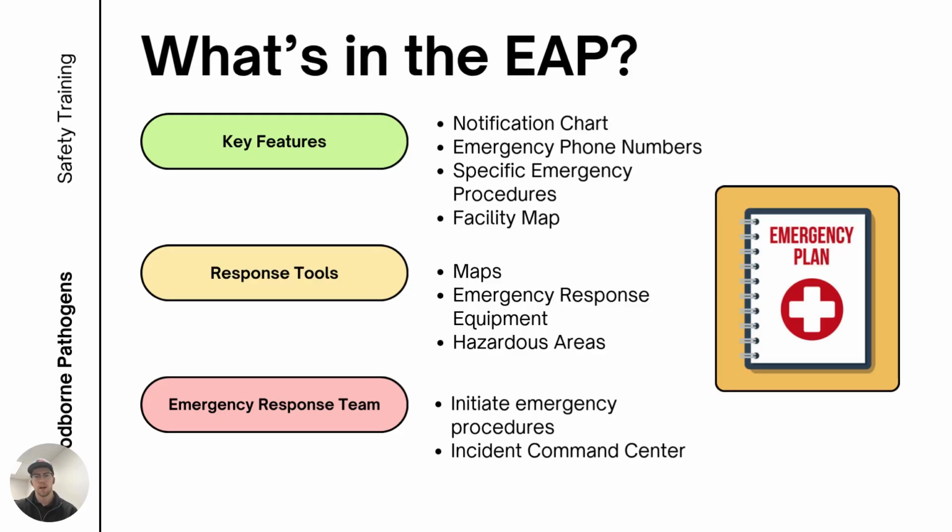And then the emergency response team. This trained team leads the charge. They basically communicate to all buildings what's going on and what steps to take. And then they run the incident command center, which is the calm in the chaos.